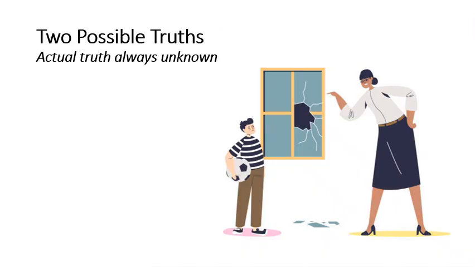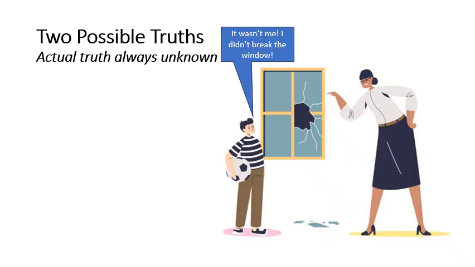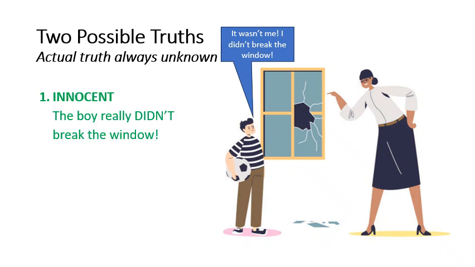So we have two possible truths. And the actual truth, we can never know. Maybe this boy is lying, maybe the boy is telling the truth. We will never have a way of knowing. Let's assume that, because in research that's always true. And it's also true in situations like this. So here's our boy. "It wasn't me, I didn't break the window."